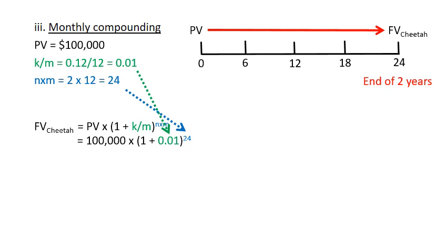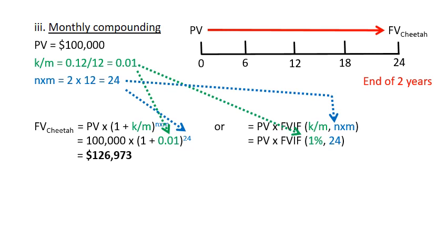Substitute the figures in. You get 126,973. Or method 2, the FVIF table. Same thing, we substitute figures in: 1% and 24 periods, M times N. Refer to the FVIF table.